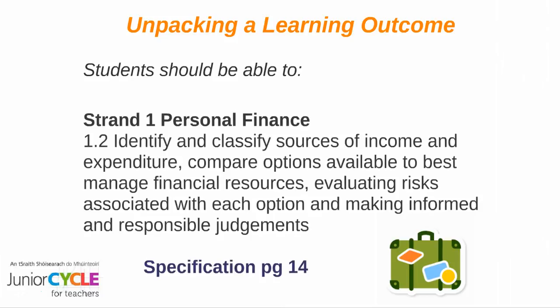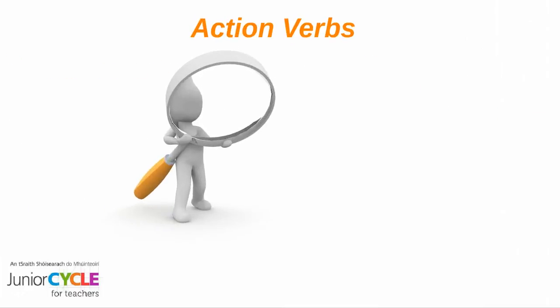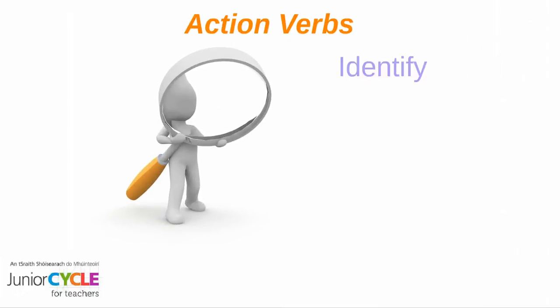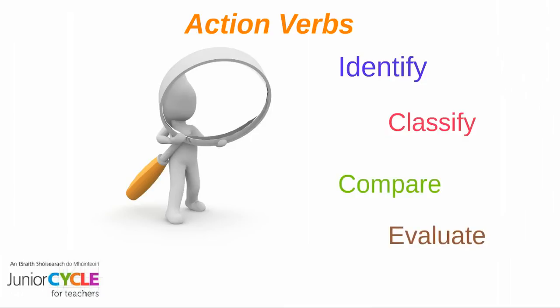The first learning outcome is from Strand 1, Personal Finance. You will find it on page 14 of the specification. Please take a moment to read this learning outcome. We must first scrutinise the learning outcome for any and all business terms and action verbs that may be included and consult the glossaries. Please note that there is no terminology from the glossary of business terms contained in this outcome. The action verbs include identify, classify, compare, and evaluate. Definitions for each of these can be found on pages 25 to 27 of the specification.